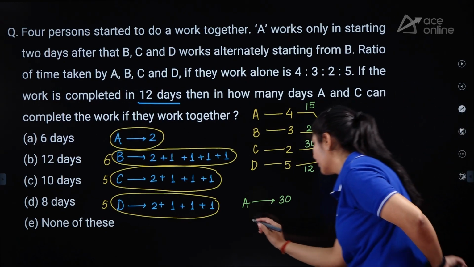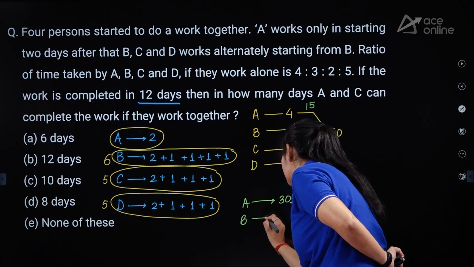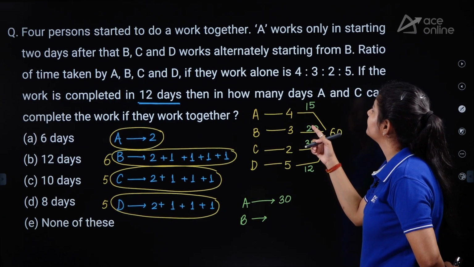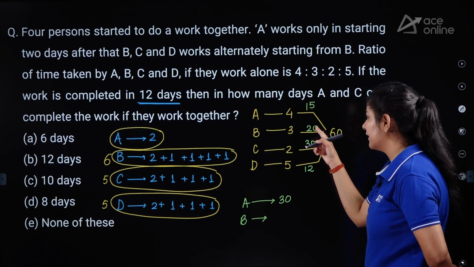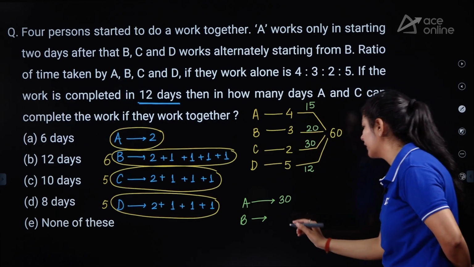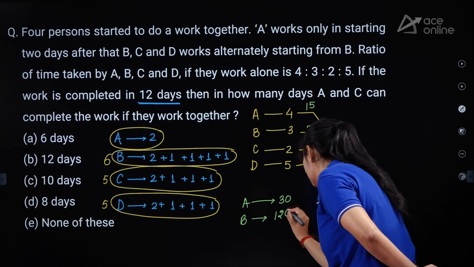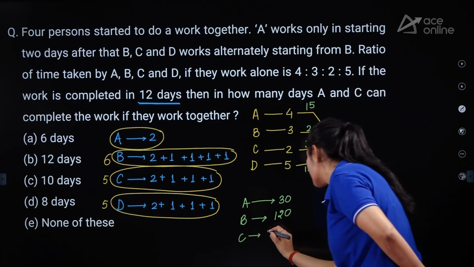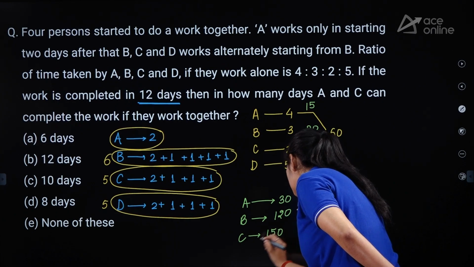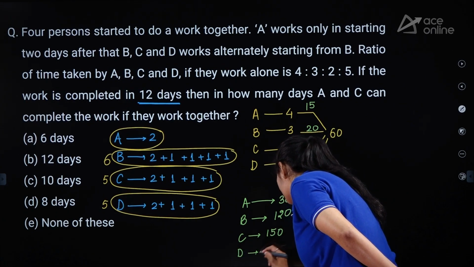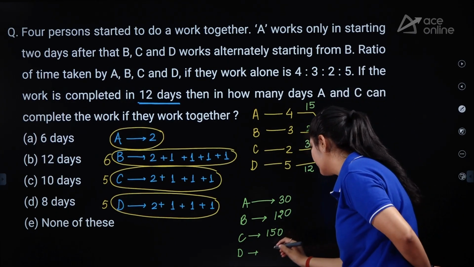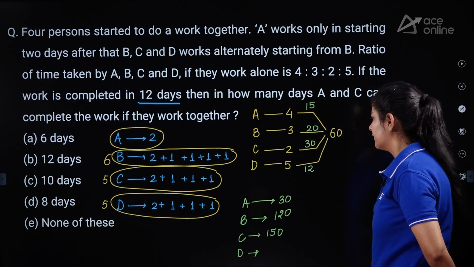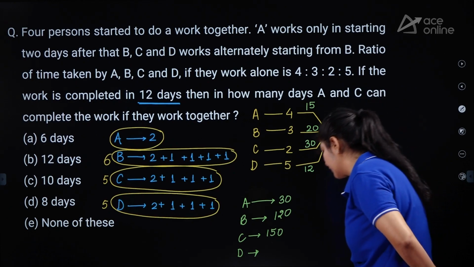For B, we can say 6 into 20, it will become 120. We are just writing it. And C did 5 into 30, that is 150 units of work. And D did 5 into 12, that means 60 units of work.